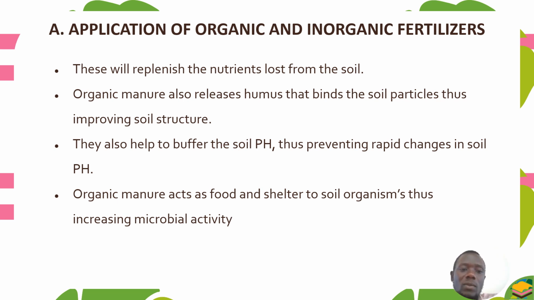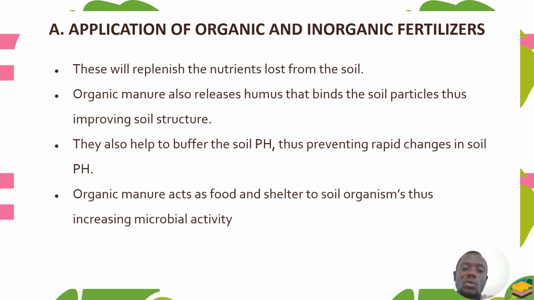Then let's look at the first one, which is application of organic and inorganic fertilizer. So this will replenish the nutrients lost from the soil, or this will add the nutrients lost from the soil. So since organic as well as inorganic fertilizer have nutrients, therefore, if you apply organic as well as inorganic, it means the nutrients will be replenished into the soil.